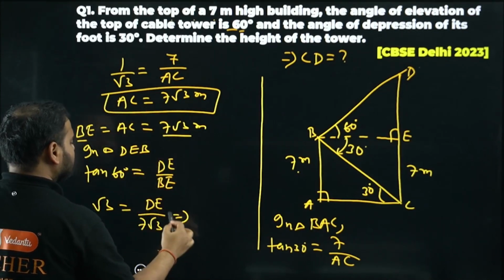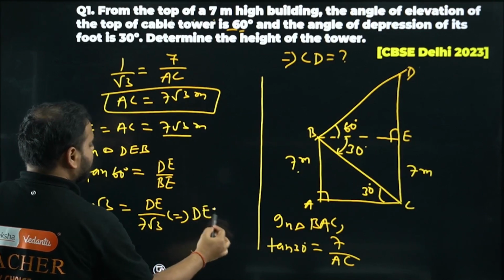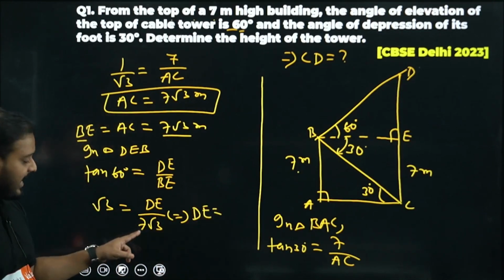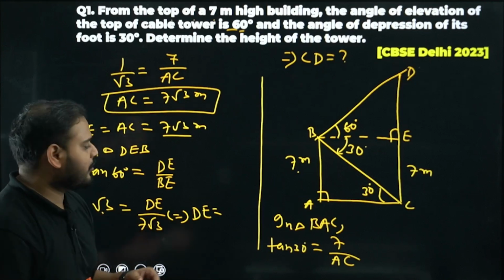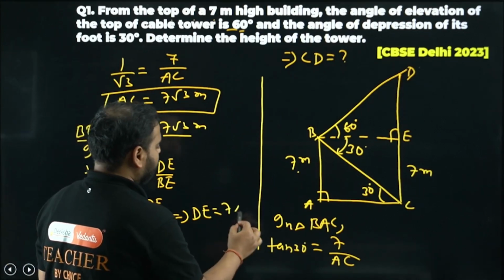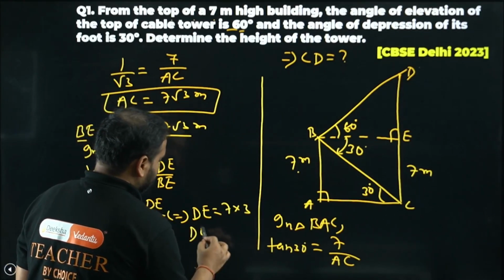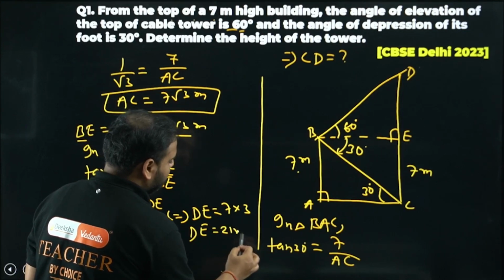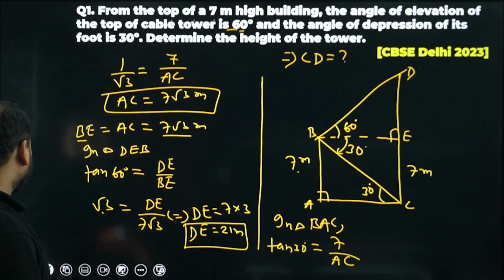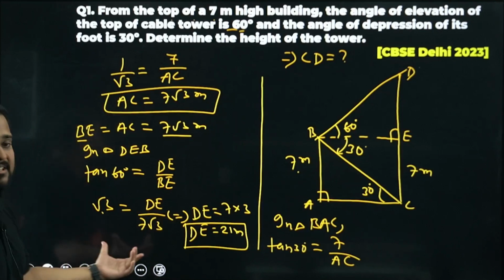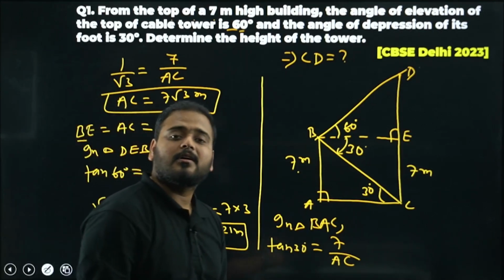Cross multiply, please. You're going to get DE equals 7 as it is, root 3 into root 3 is 3. So 7 into 3. How much is that? DE equals 21 meters. We are looking to find the CD value, right? This is clear, right? All of this is clear.